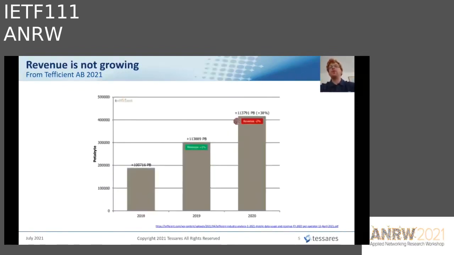Yes, but the average revenue of these operators is not growing. Despite the pandemic, I don't know if you remember, people were forced to stay home to save the world. Anyway, despite the exceptional situation in 2020, the global cellular traffic this year increased, but not the revenue. If we have to reduce the cost, then another solution is to use the existing fixed infrastructure.